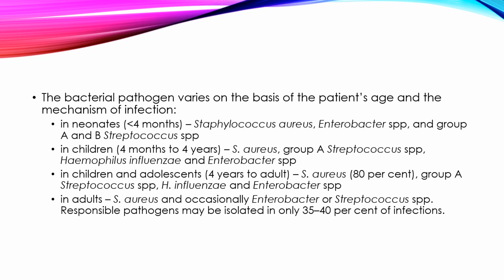In adults, Staphylococcus aureus and occasionally Enterobacter or Streptococcus species. Responsible pathogens may be isolated in only 35 to 40% of infections, which means that in more than half of the cases we cannot isolate the causing organism.